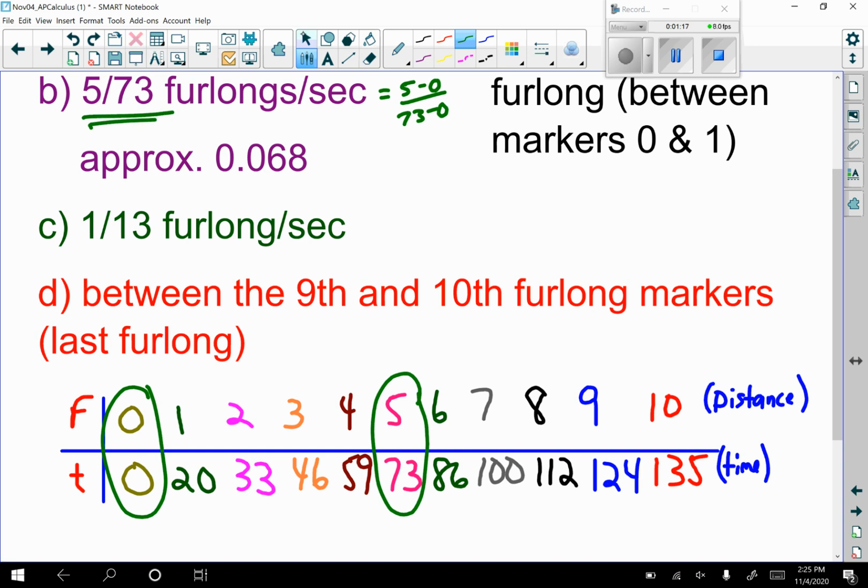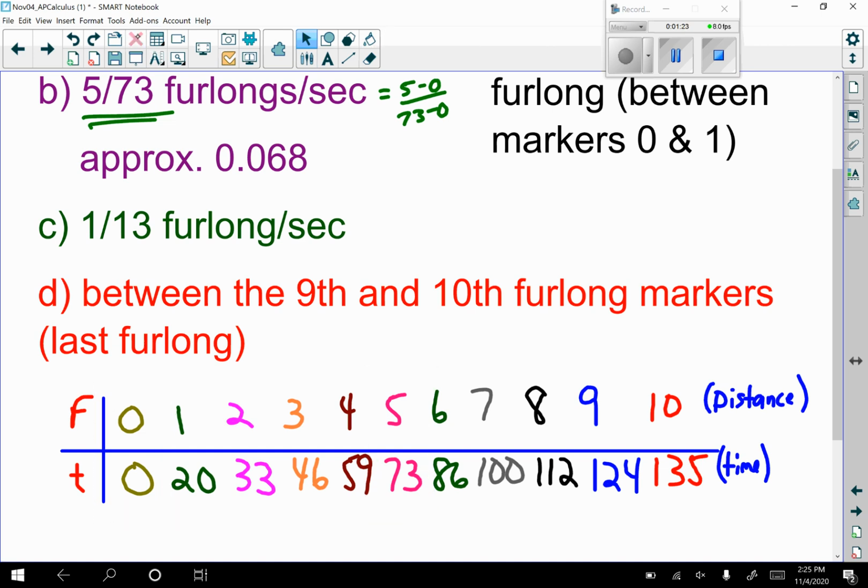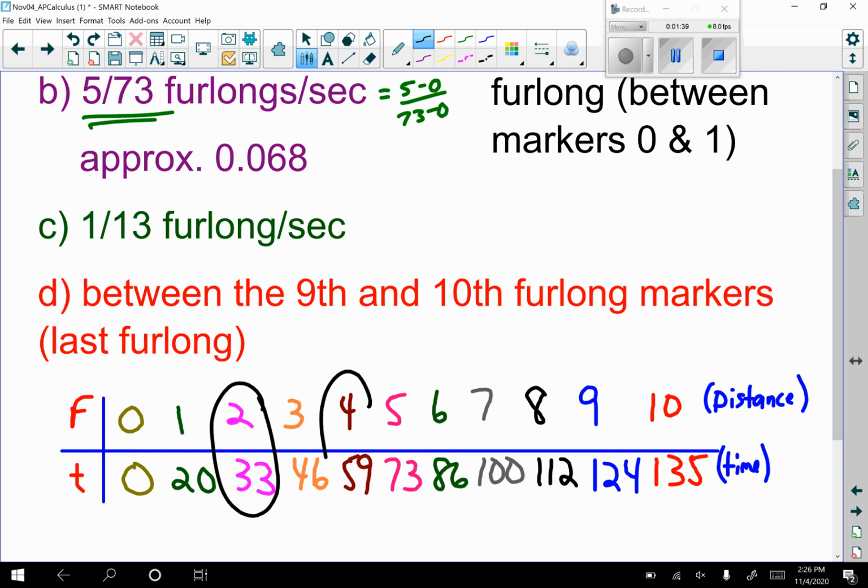For part C, it's a little different question. Here it is asking us to approximate an instantaneous rate of change. Now we have to approximate it because we don't have a function here where we can actually take a derivative. So anytime you're asked to approximate an instantaneous rate of change or slope of a tangent line from a table, we just go to the closest secant line, which would be going to the 2 points on either side of it.